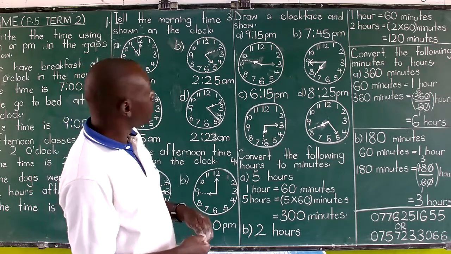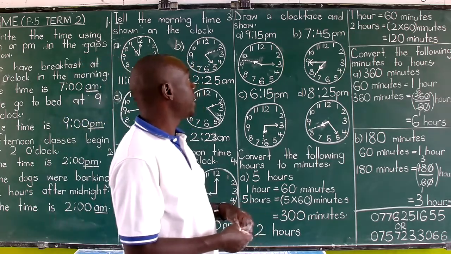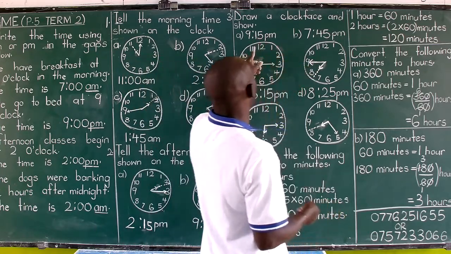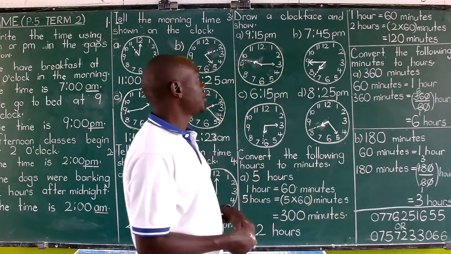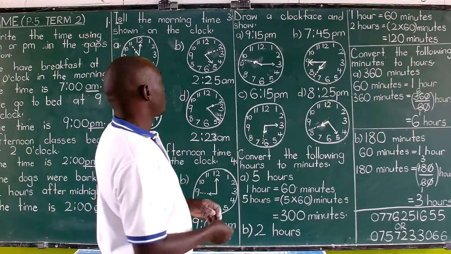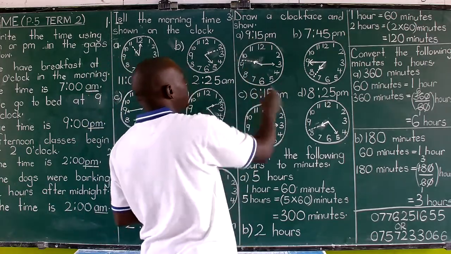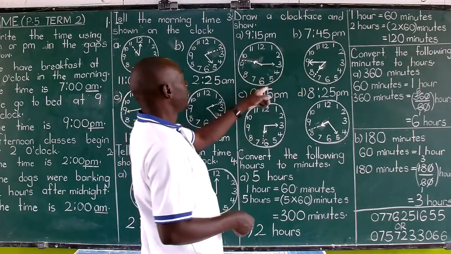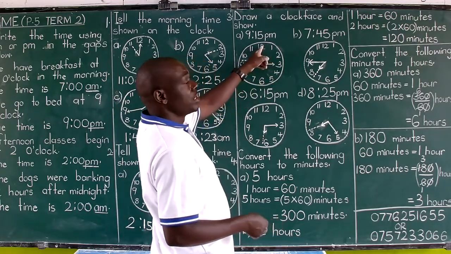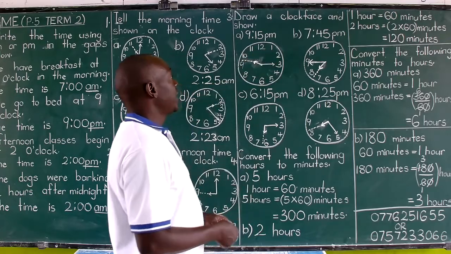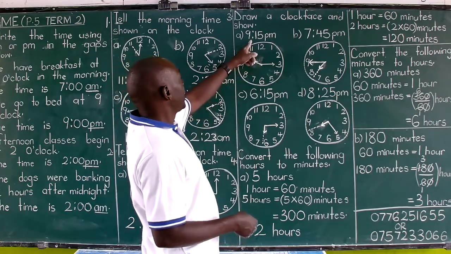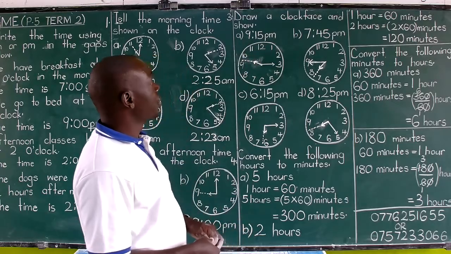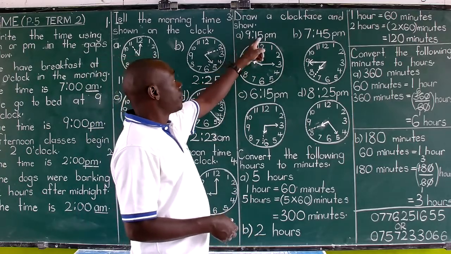As we look at example number 3 for today about time management, they are saying draw a clock face and show 9:15 PM. This time you are the one to draw. So you draw a circle, filling digits 1 all the way to 12. 1, 2, 3, 4, 5, 6, 7, 8, 9, 10, 11, 12. And now, they are saying 9:15 PM. So here PM will not be shown. You only show 9 and 15.